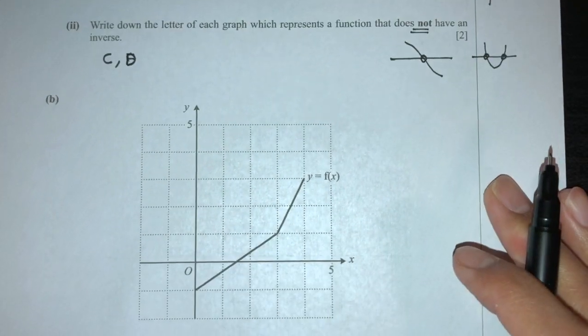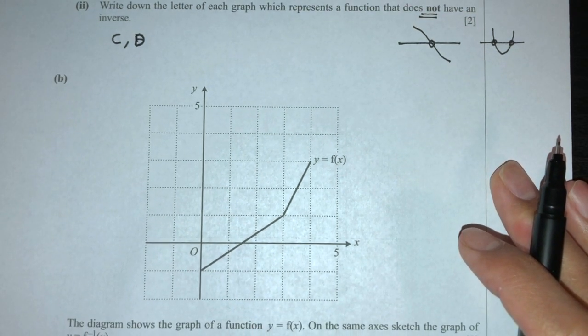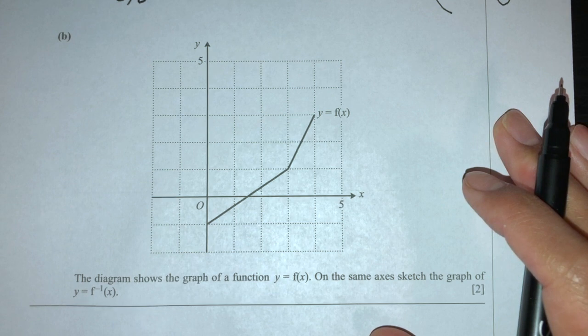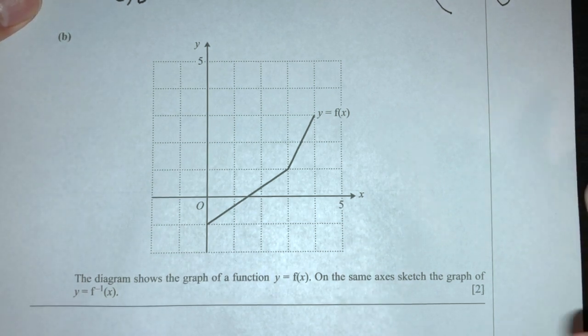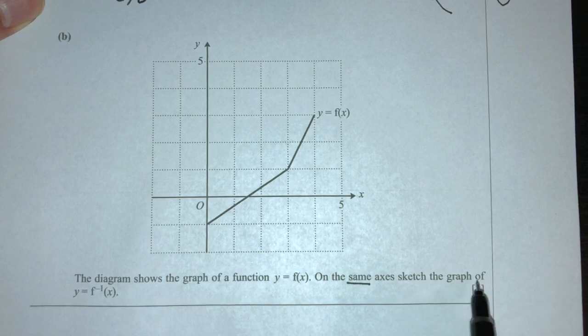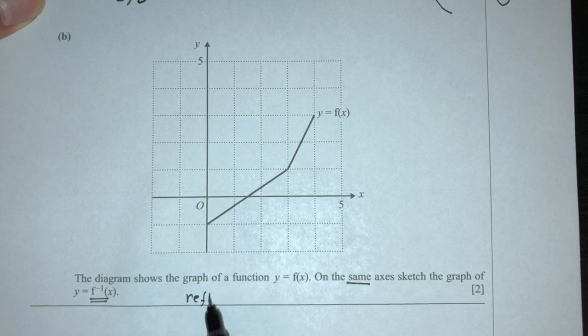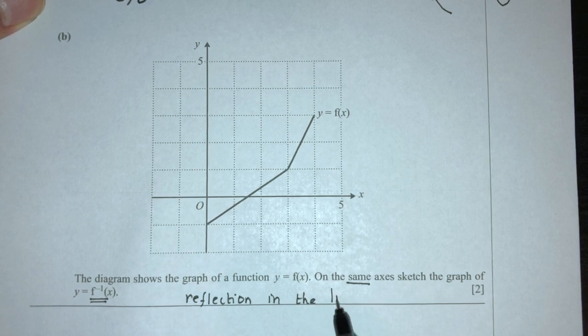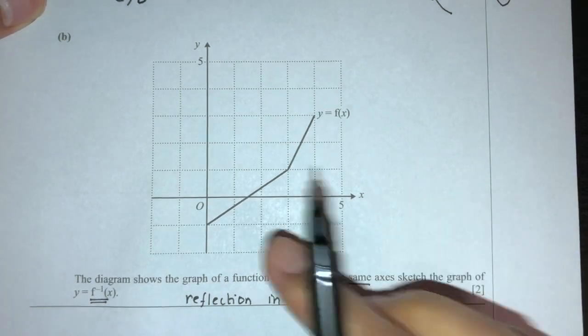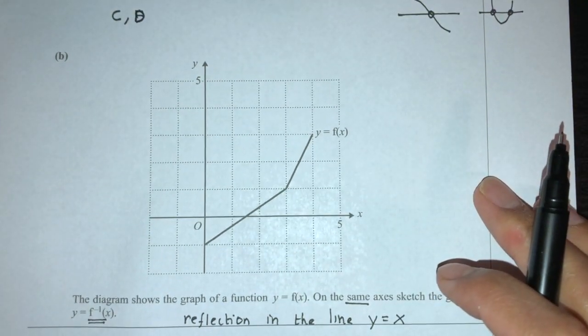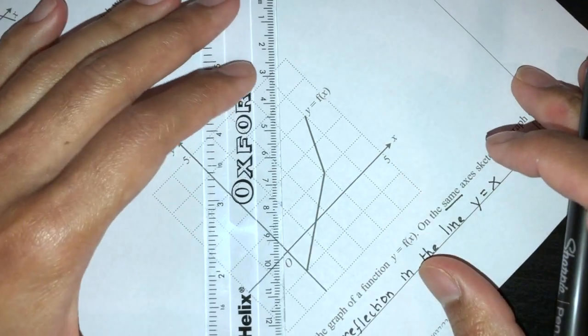Okay, now for part B, we have a graph of y against x, as you can see here. Now the diagram shows the graph of y equal to f of x on the same axis. Sketch the graph of y equal to f inverse of x. Now you have to know the relationship between a graph of f of x and its inverse. It is always going to be a reflection in the line of y equal to x. It is always true for a graph of f of x and its inverse. So this will be your line.